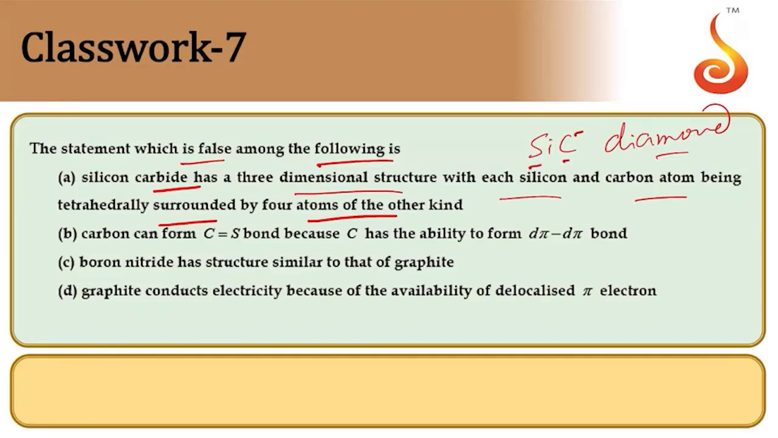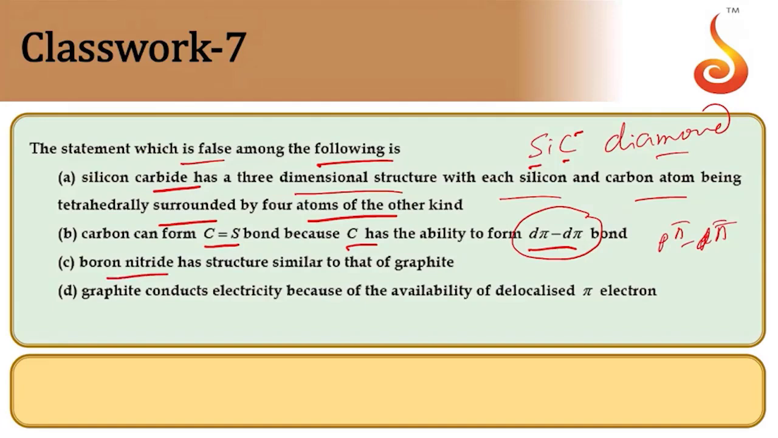And carbon can form a C=S double bond because carbon has the ability to form p pi d pi bonds. Here, carbon cannot form d pi bonds because carbon doesn't have vacant d orbitals. So carbon can form only p pi p pi bonds. It cannot form d pi bonds.